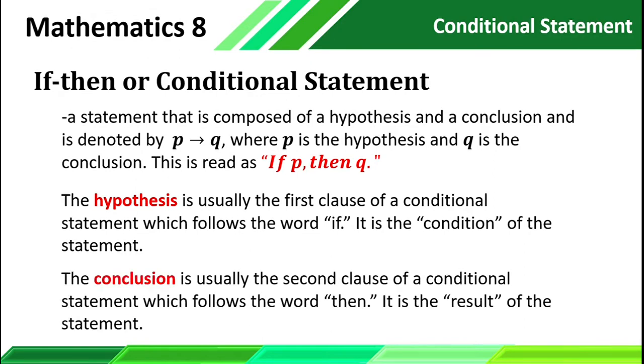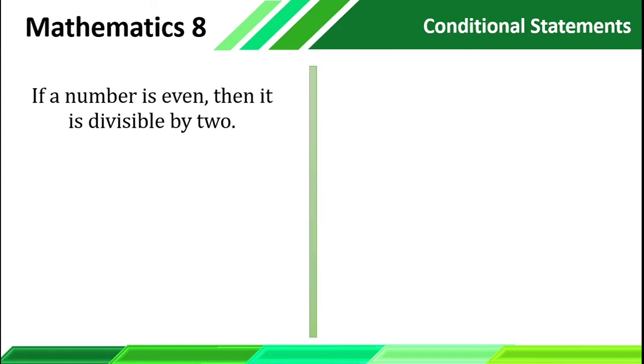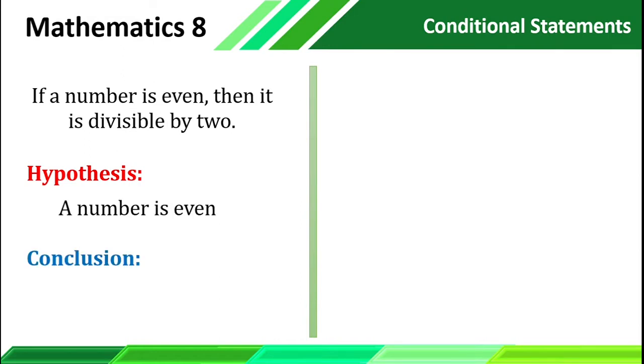On the other hand, when we say conclusion, it is usually the second clause of the conditional statement which follows the word then. It is the result of the statement. For example, if a number is even, then it is divisible by 2. The hypothesis in this given sentence is, a number is even. This is the first clause. The conclusion is, it is divisible by 2. This is the second clause in our conditional statement.